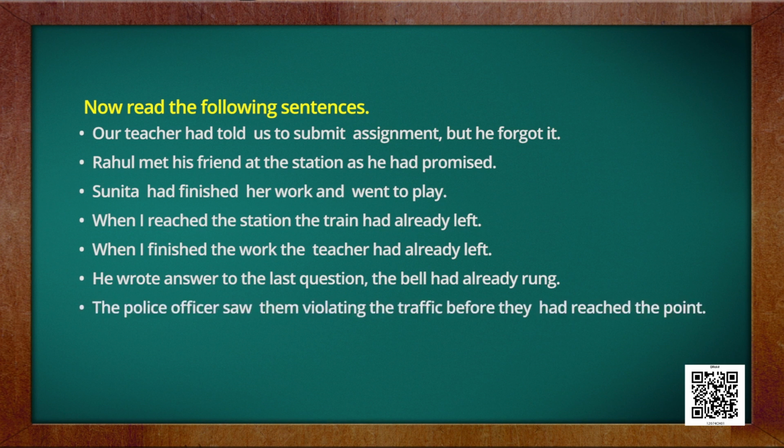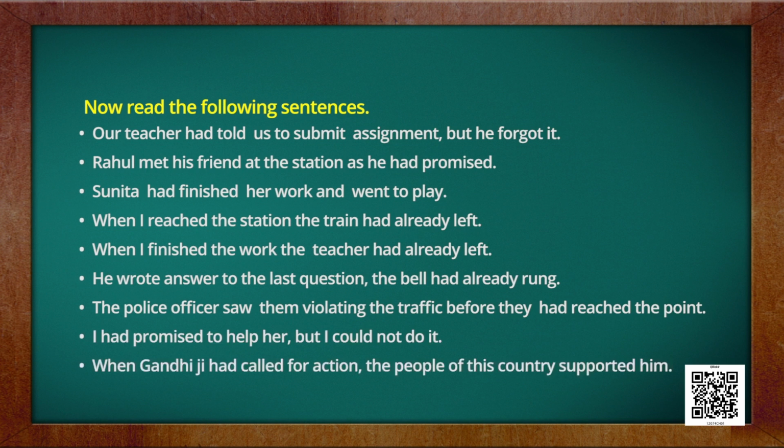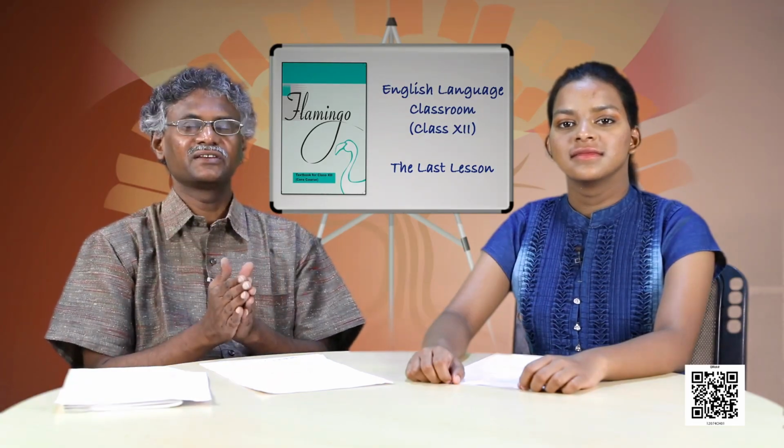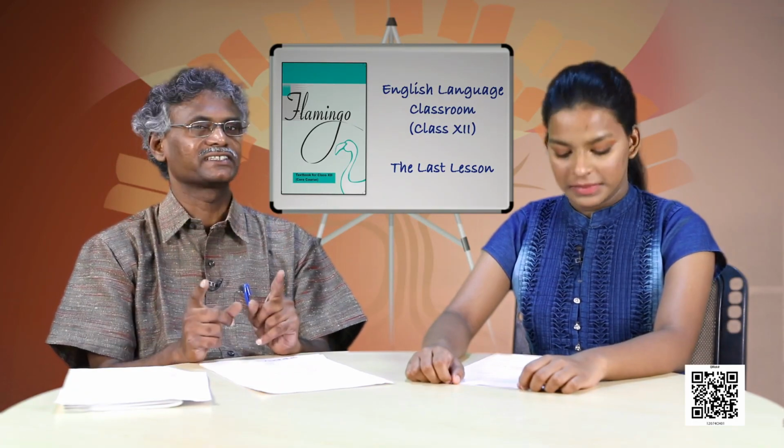The police officer saw them violating the traffic rules before they had reached the point. I had promised to help her, but I could not do it. When Gandhiji had called for action, the people of this country supported him. Fine. We have seen some sentences in which there are 2 actions in the past.